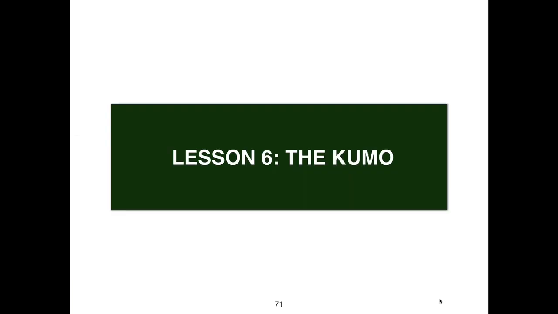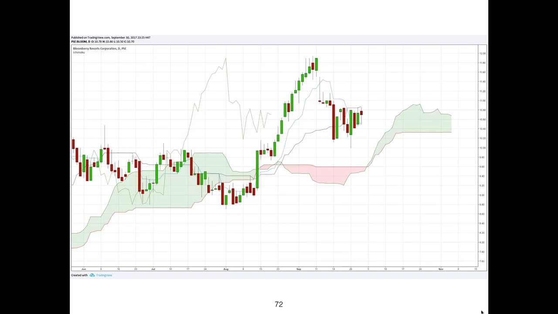All right, so on to our next element, the Kumo. This is the shaded area between the two spans, the Senkou Span A and B. The location of the Senkou Span A and B in the Kumo determines the market bias. If the Senkou Span A is above the Senkou Span B, the market bias is bullish and the Kumo is green. If the Senkou B is on top of Senkou A, then the market bias is bearish and the Kumo is red. When the Senkou Span A and B cross, you get what is called a Kumo twist.